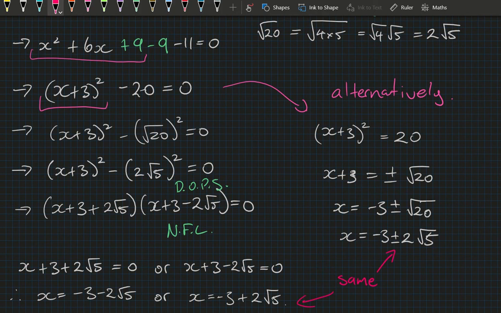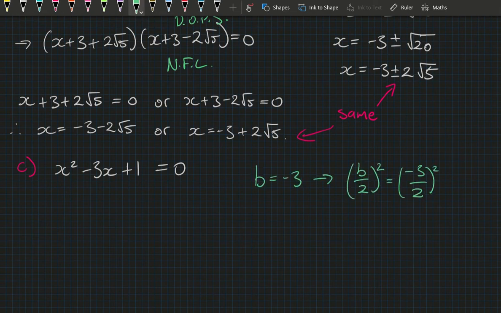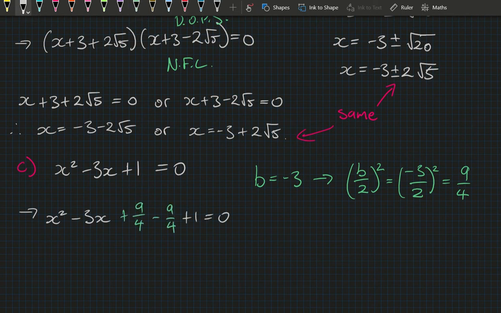All right, let's move on to part C, where we've got x squared minus 3x plus 1, of course, equal to 0. So because b is equal to minus 3, (b/2) squared is equal to (minus 3/2) squared, which is equal to 9/4. And of course, adding and subtracting 9/4 means we don't change the equation at all. And that, of course, ends up being (x plus b/2) all squared, right? Which is (x minus 3/2) all squared. And minus 9/4 plus 1/4 is equal to minus 5/4. And we're still equal to 0 all up.